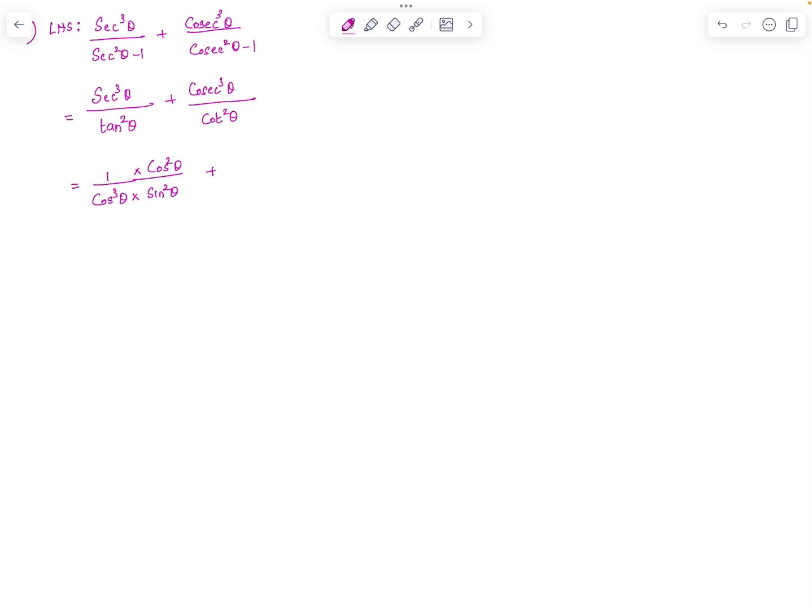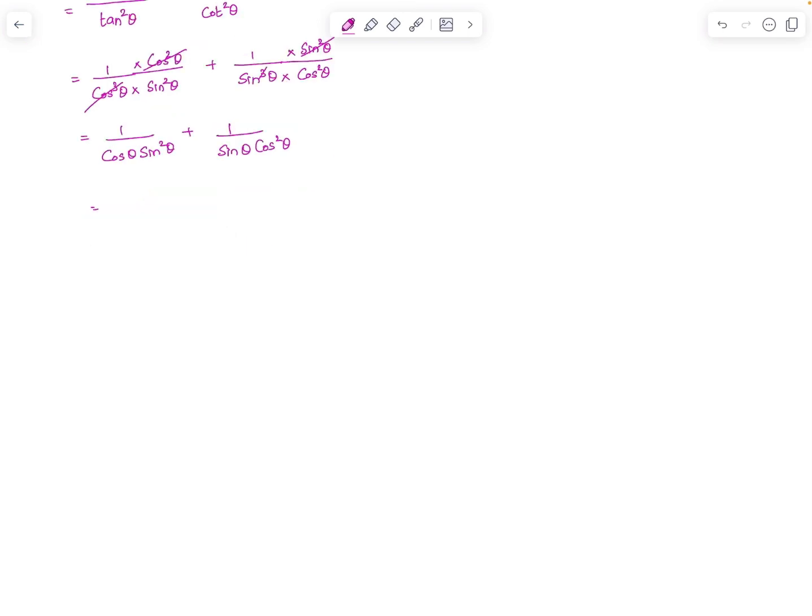Same way, cosec cube theta can be written as 1 upon sine cube theta and cot square theta is cos square theta upon sine square theta. The sine square theta goes to the numerator. Simplifying, we get 1 upon cos theta sine square theta plus 1 upon sine theta cos square theta.